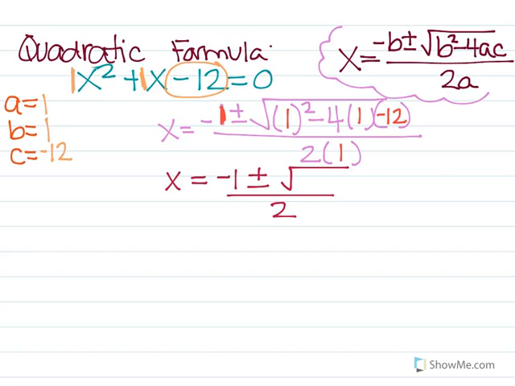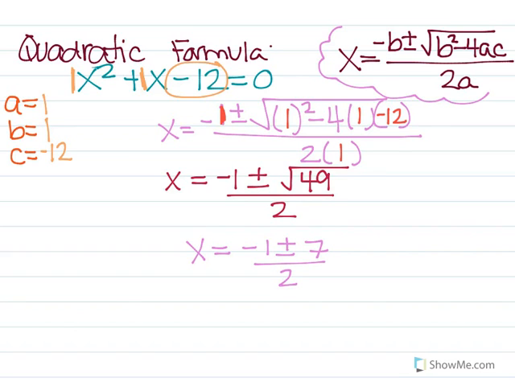Now when we figure out what's inside of the radical, we've got 1 squared is 1, and then 4 times 1 times negative 12 is negative 48. 1 minus negative 48 turns into 1 plus 48, and that is going to give us 49. But you can just type that into your calculator if you don't want to try to do it in your head. And then the square root of 49, since that is a perfect square, is going to give us a nice answer of 7, all over 2.